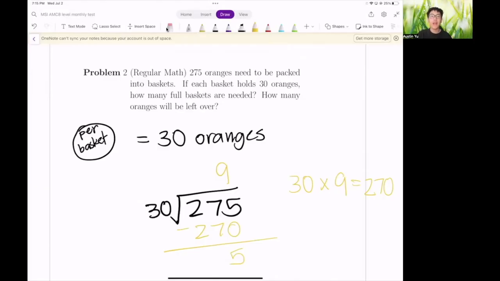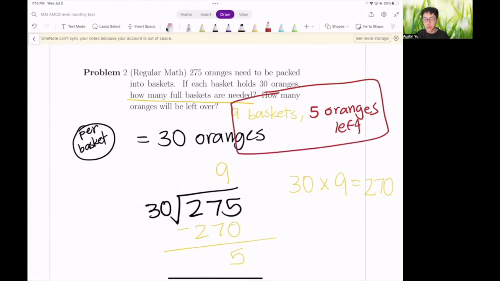Which means that if we have 9 sets of 30 oranges, then how many full baskets are needed? 9 baskets with 5 oranges left over. And this is the answer to problem 2.